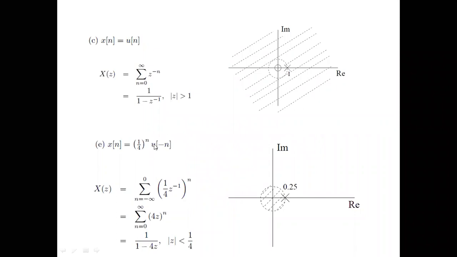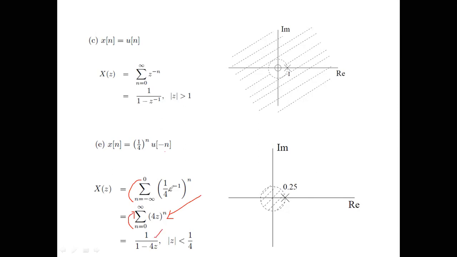So any doubts in this one, by the way? This is also a left sided signal, right? So the ROC has to be inside a circle, it is known. So you just do the summation from minus infinity to 0. That is why this turned out to be 0 to infinity, 4z. So this is the place where we determine the ROC.